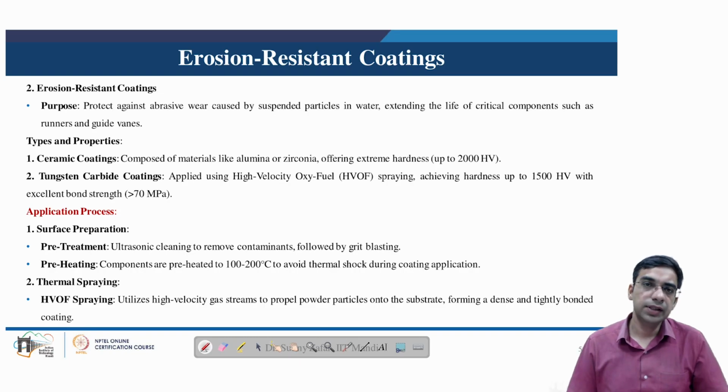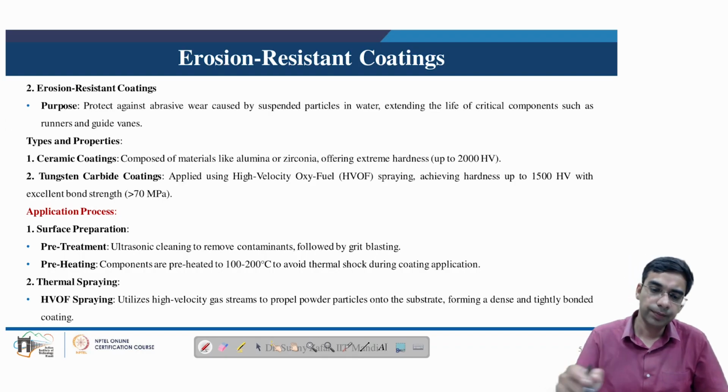The second step is the thermal spraying itself, through which the coatings are deposited on the components of the hydro turbine. In this regard, high velocity oxy-fuel flame spraying or HVOF utilizes high velocity gas streams generated by combustion of a fuel with oxygen. This combustion generates a high velocity gas stream into which the powder particles are propelled onto the substrate to form a dense, tightly bonded coating.